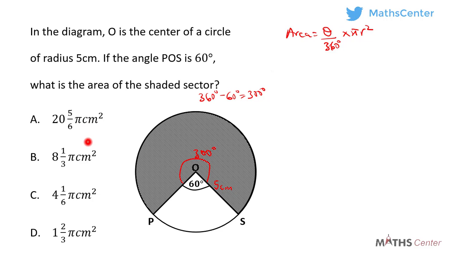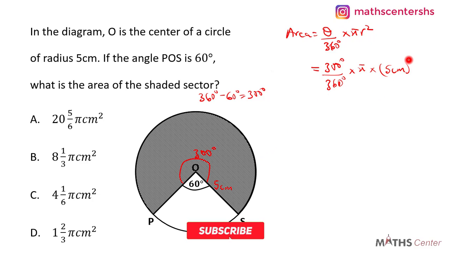If we look at our options, we can see that all of them are in terms of pi. So what it means is that we are going to find our answer in terms of pi. And so we have theta to be 300 degrees divided by 360 degrees times pi times r, which is 5 centimeters. So we have 5 centimeters squared.